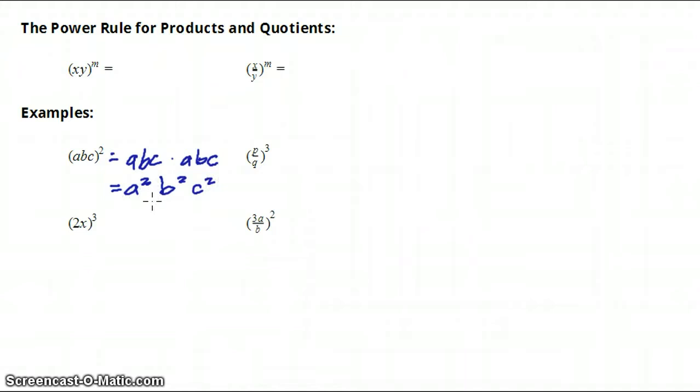And so that's really what the power rule for products is going to say: when I have a product like A times B times C, and I raise it to a power, I'm going to raise each individual factor in that product to that power and compute them separately. So if I were going to restate that general rule, I would say that the product xy raised to the m power is going to be x to the m times y to the m.